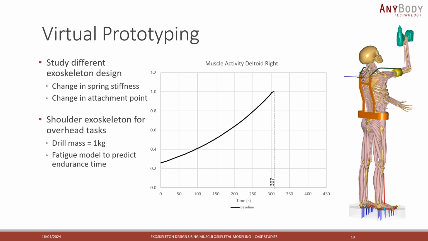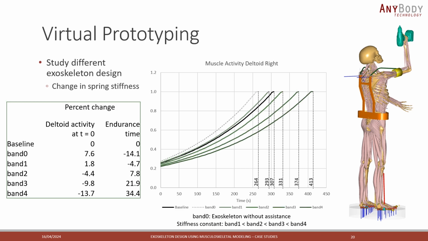We recently introduced fatigue models in the AnyBody Modeling System. With the fatigue model, we can simulate a decline in muscle strength over time, and we can use this model to predict real-world performance indicators like endurance time, that is, how long a person can perform a task. This is estimated in the model as the time needed till muscle activity reaches 1 due to the decline in muscle strength. At this point, the person will become too tired to sustain the task conditions. We can see the development of the deltoid muscle activity in the graph, and it hits 1 around 300 seconds or 5 minutes, which I would say is a reasonable value.